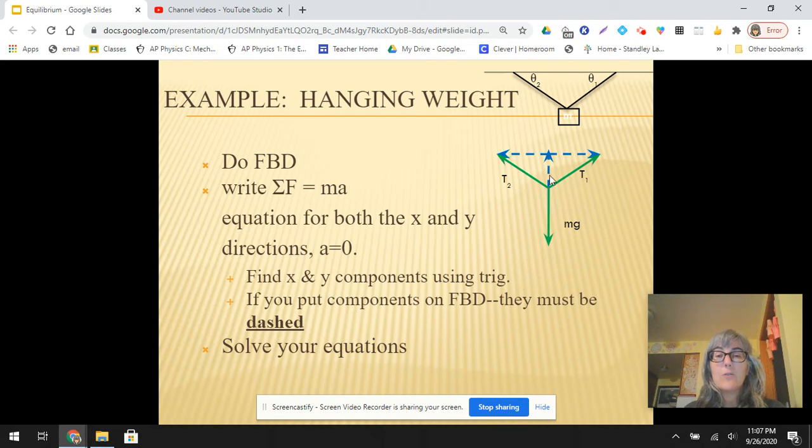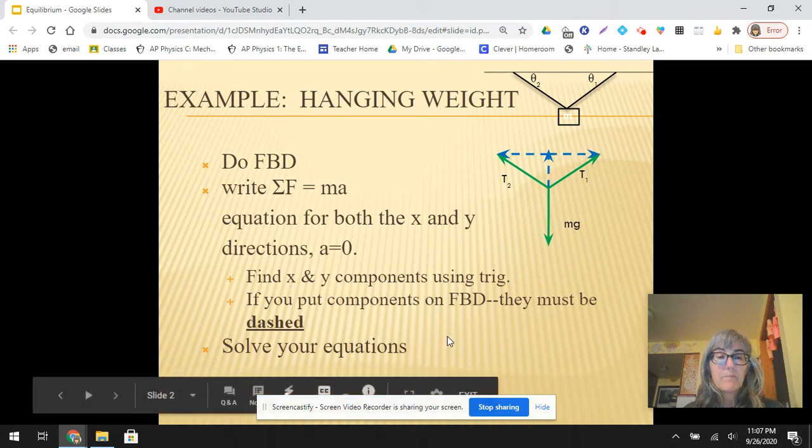If you decide to draw components on your free body diagram, you must make them dashed arrows. If you make them solid lines, the AP people think you've put extra forces on your diagram and they take off points. So it needs to be dashed, and that lets the AP people know that it's a component of a vector.